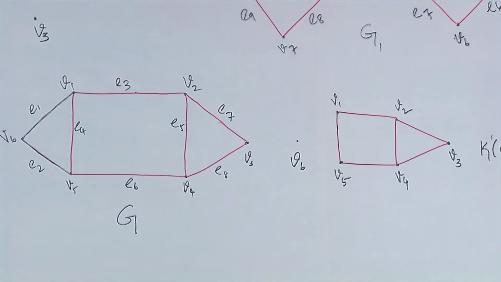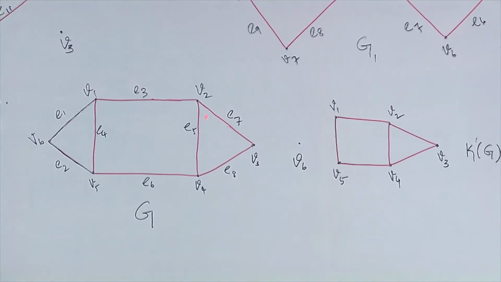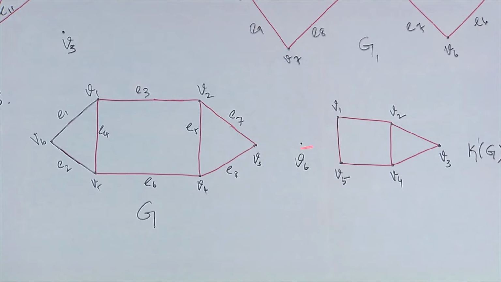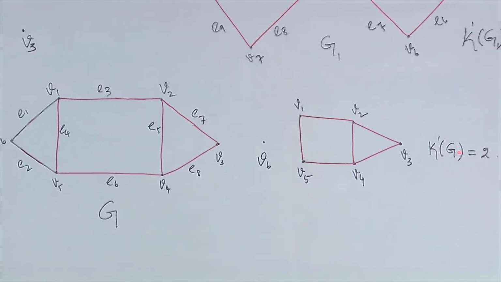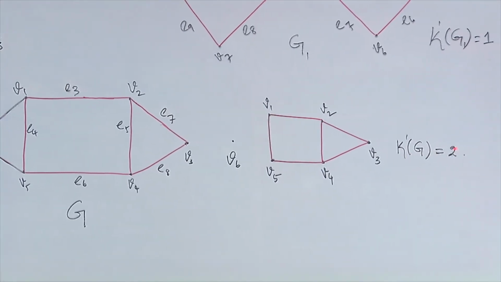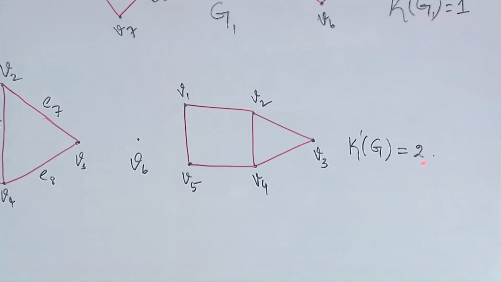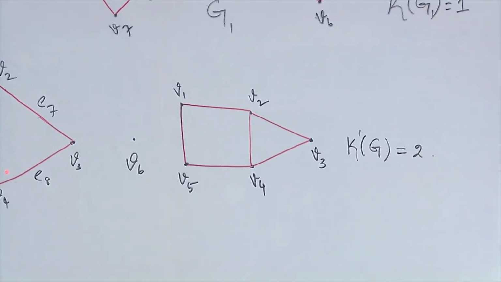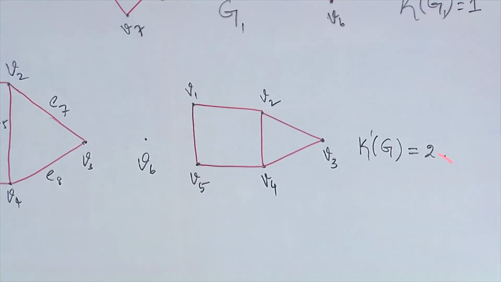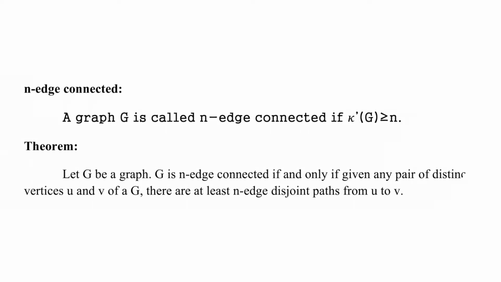We can also get a disconnected graph by removing the edges E7 and E8. Therefore, the edge connectivity of this graph, kappa dash of G, is equal to 2. If you remove a single line from this graph, the resulting graph will again be connected. Therefore, 2 is the minimum number. Therefore, kappa dash of G is equal to 2. Let us see the definition of n-edge connected. A graph G is called n-edge connected if kappa dash of G is greater than or equal to n. The same holds good for n-vertex connected also.